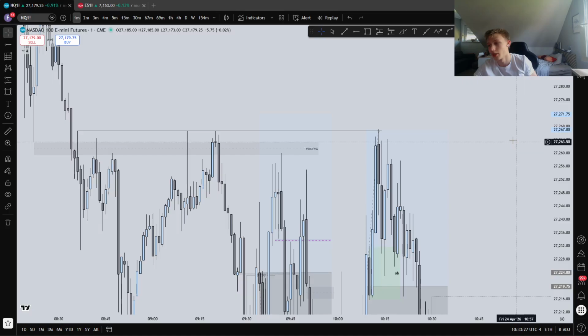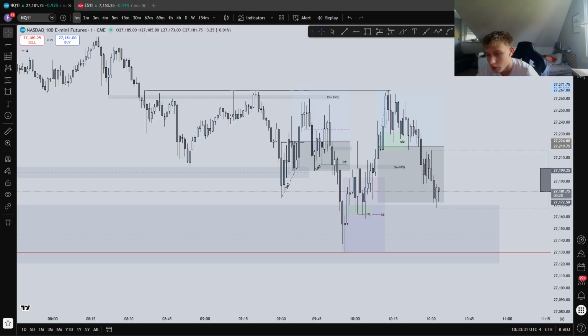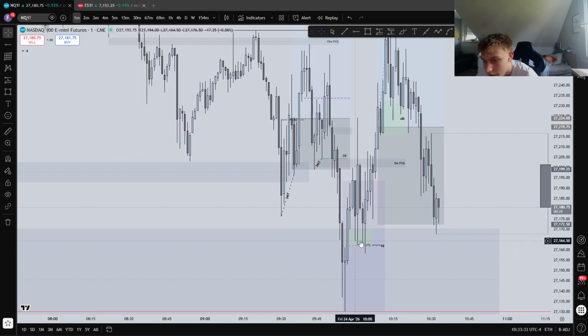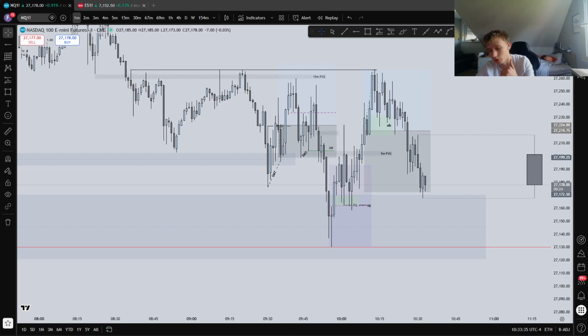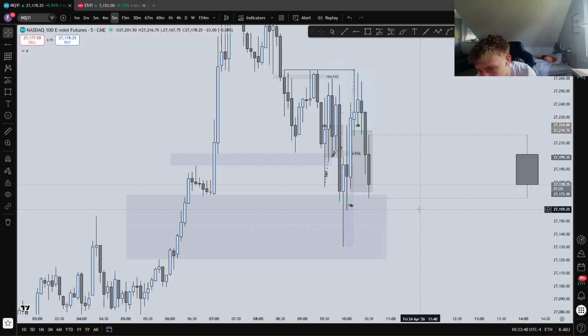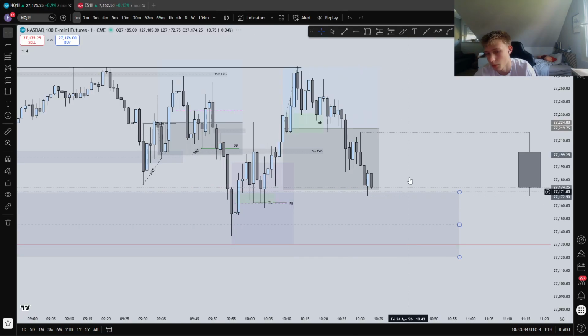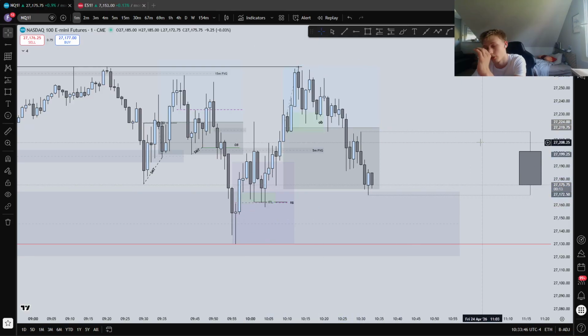Nice. Oh no, we even hit CE of this rejection block, but this is so saucy. It's just such a saucy setup. I didn't see the 15-minute rejection block. I just saw the 5-minute rejection block because I forgot to check the 15-minute. But this is so hella sauce.